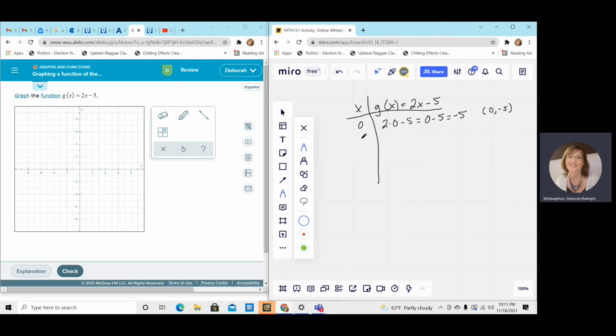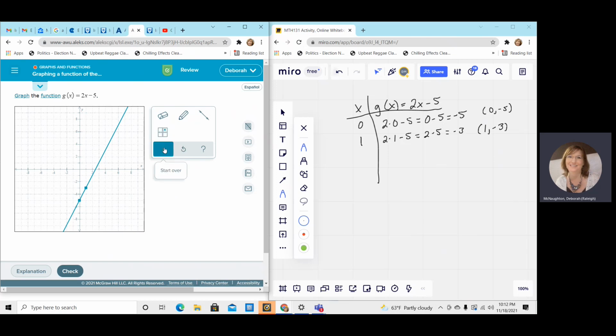And then I can put in x is 1, and then I get 2 times 1 minus 5, which means that this gives me 2 minus 5, and that's -3. And so that goes through the point x is 1 and y is -3. I'm going to show you a couple of ways to graph this. The first thing we can do is grab the pencil and go to 0, -5. And then 1, -3. And then we can grab this and connect our 2 points.